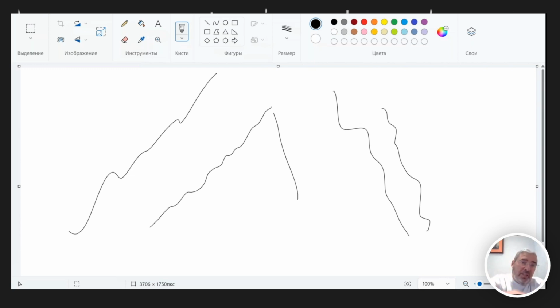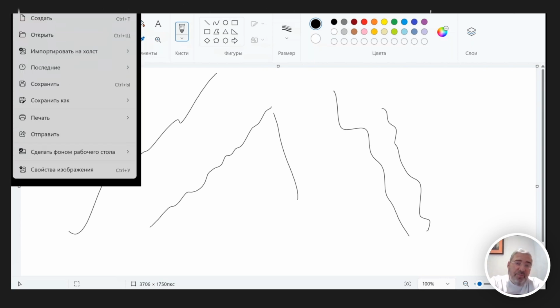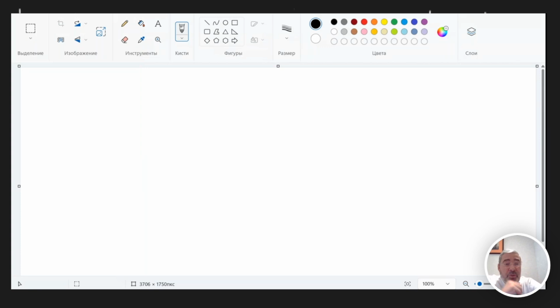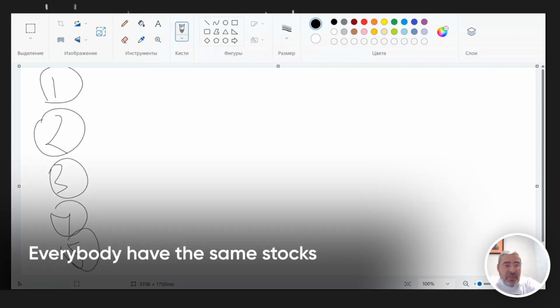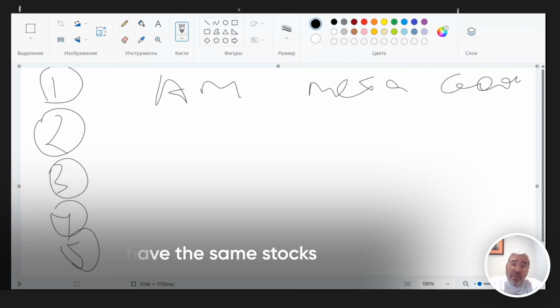I'll give you just a little idea right now so you'll understand. I'm going just a step back. If you take the top hedge funds, right? If you take the top hedge funds in the United States, 1, 2, 3, 4, 5, let's say, you'll see that everybody practically has the same stocks. So let's say it's Amazon, Facebook, Google, Tesla, and vice versa.